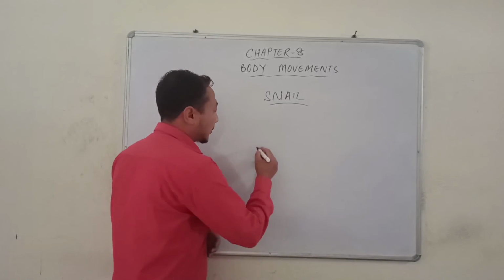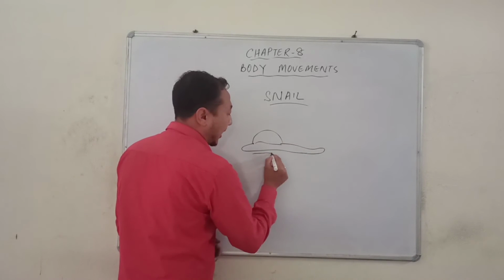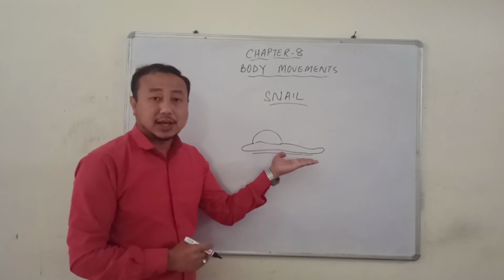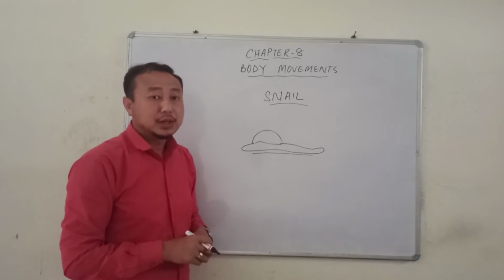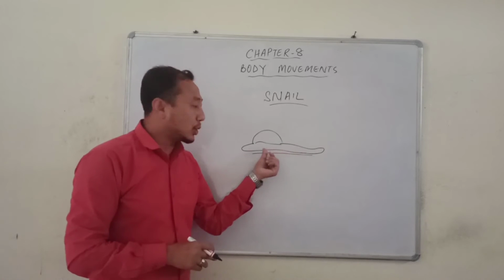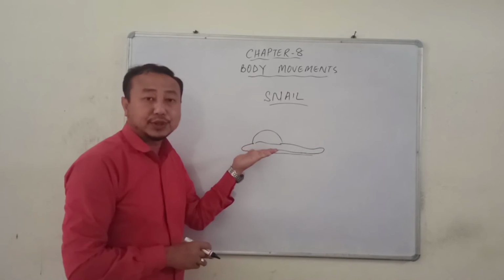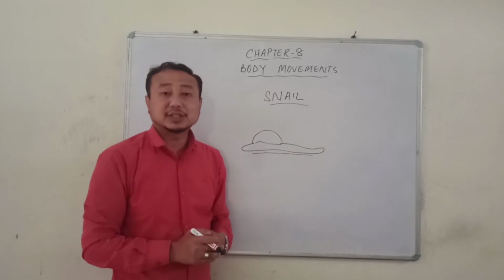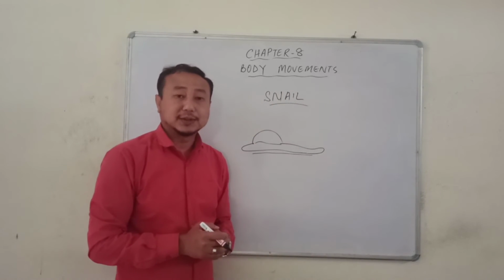When we see the structure of a snail, the snail has a flat muscular structure. The lower portion of this snail is flat and it can move, it can expand and contract. So the contraction and the expansion of these flat smooth muscles that are present at the downward portion of their body, which are in contact with the surface, helps in the movement of this snail. So this is about the movement of the snail.